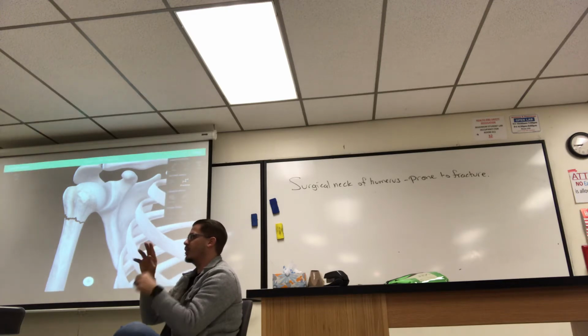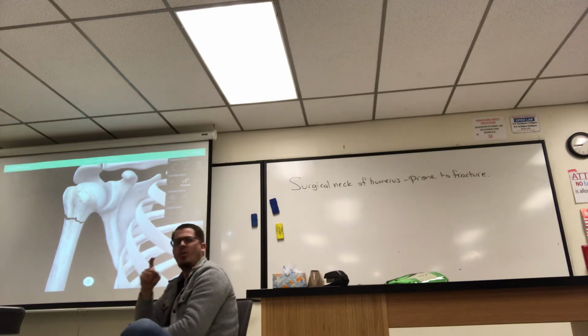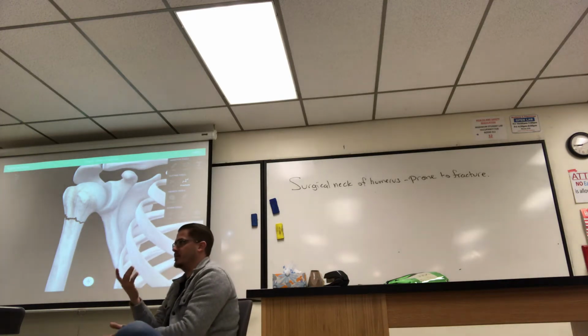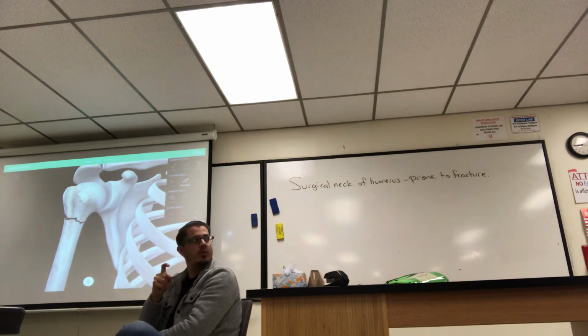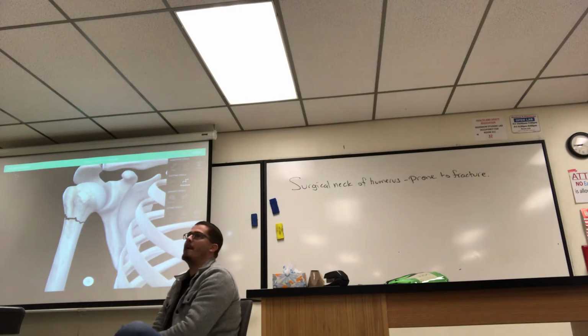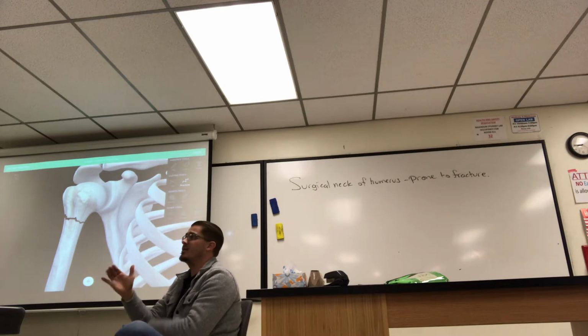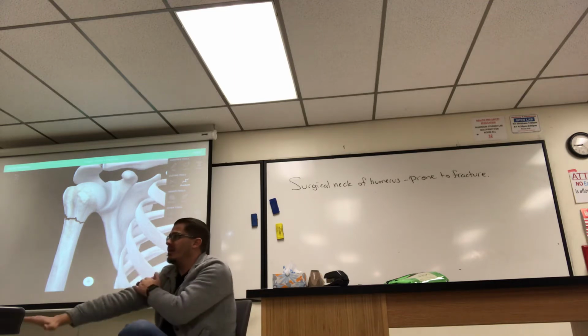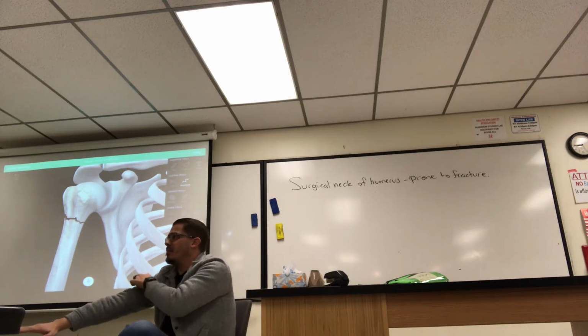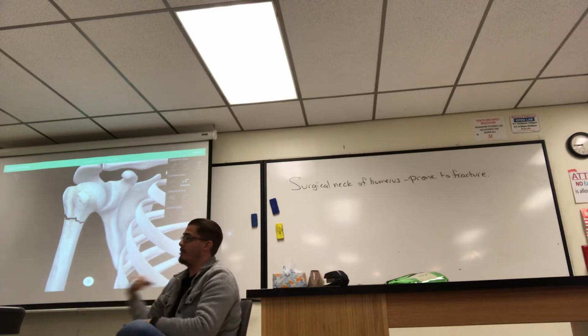What's the common injury in that? Fracture, just like I've illustrated. How does the fracture happen? I would say the same thing as the shoulder separation, just a fall on an outstretched hand. Or receiving a blow, like in football. Receive a blow laterally.